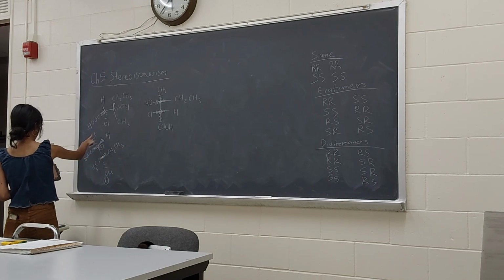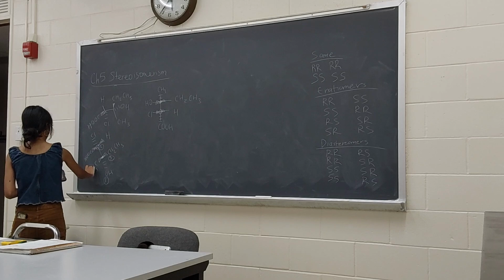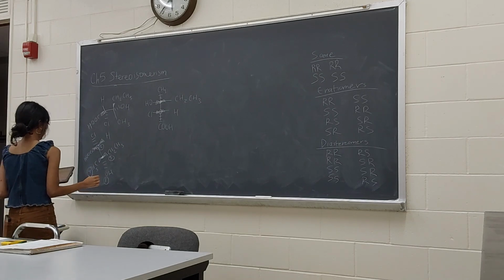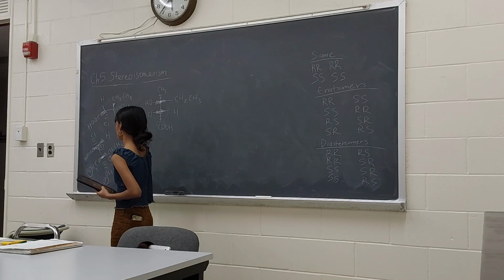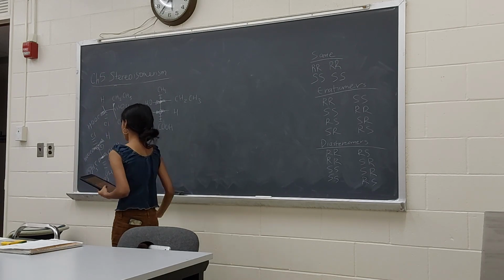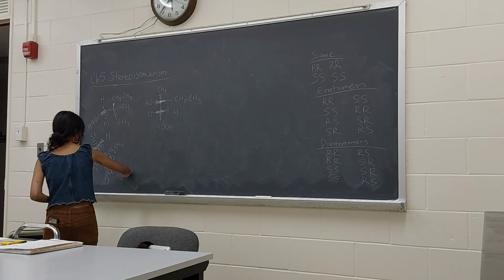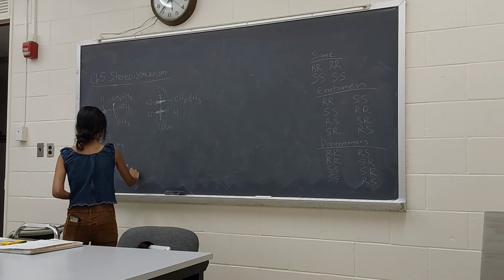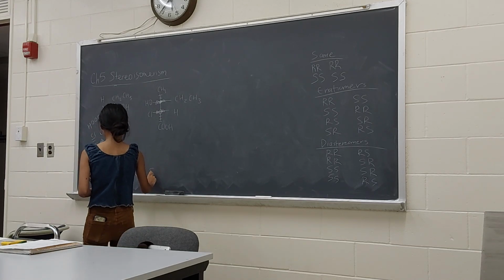Carbon with Cl, 3. This one is carbon, 2 H's, carbon, 3 H's. That's 1 to 2 to 3, clockwise. Lowest on a wedge, so S.